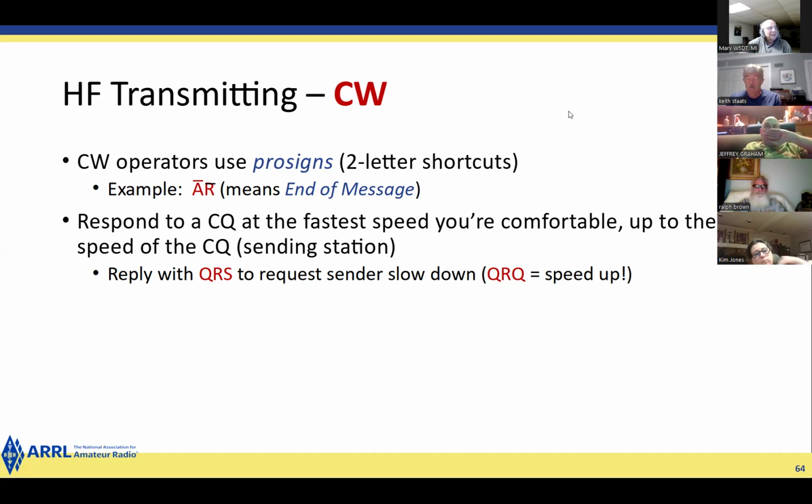So the best thing to do, if somebody is sending faster than you can understand, is send a QRS to ask them to slow down. Or you could send a QRQ to tell them to speed up.